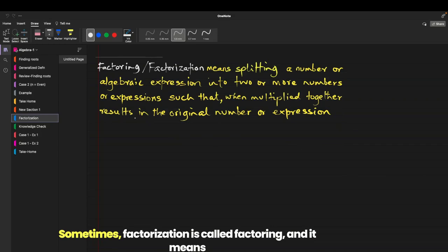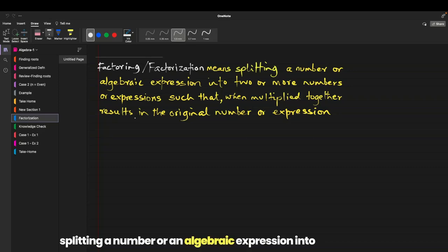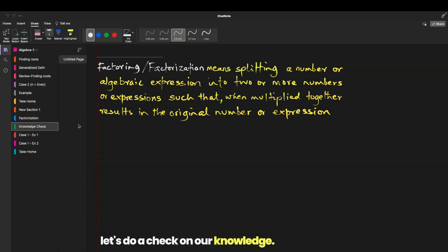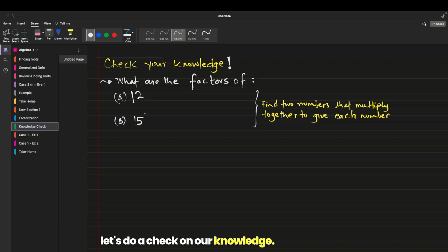Sometimes factorization is called factoring, and it means splitting a number or an algebraic expression into 2 or more numbers, such that when you multiply those numbers, you get the original number. Okay, this also applies to expressions. So quickly, let's do a check on our knowledge. What are the factors of 12?